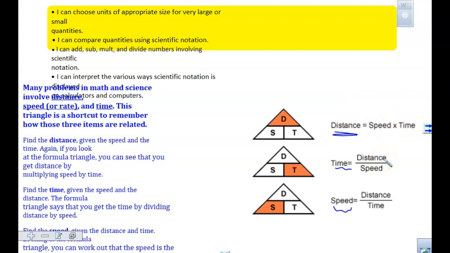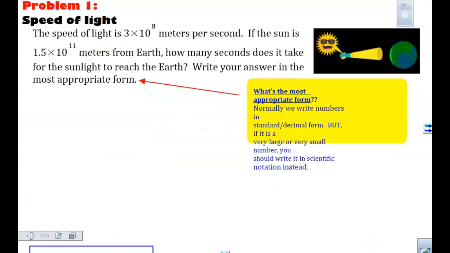At the very top, it says I can choose the units appropriately for very small and large quantities. I can compare quantities using scientific notation, add, subtract, multiply, and divide, and I can interpret scientific notation on calculators and computers as I'm looking at those.